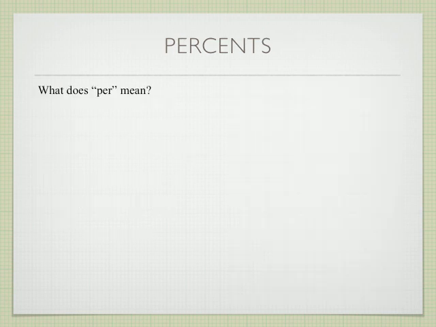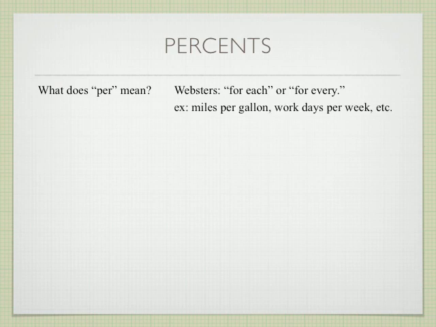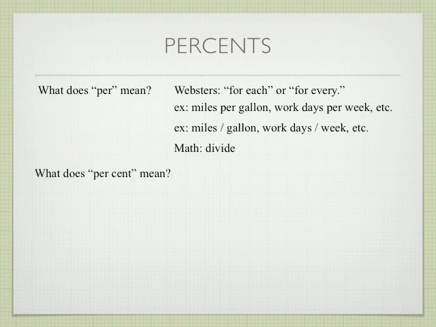Okay, what does per mean? If you think, I go 25 miles per hour, that maybe isn't the best example, but per in Webster's dictionary means for each or for every. For example, miles per gallon, work days per week. We'd write that as miles divided by gallons or work days divided by weeks. In math, per means divide. So per cent, think about what cent means, is for every, and then cent means 100 or divided by 100.